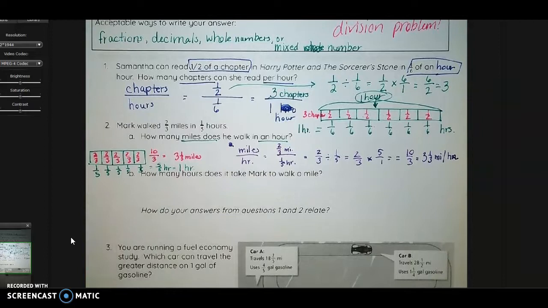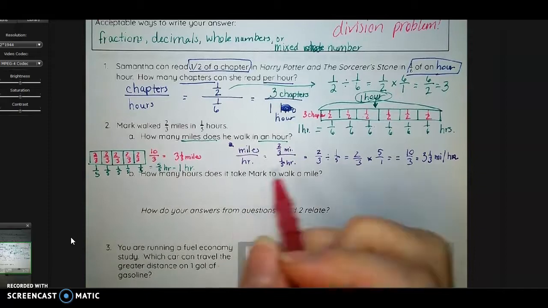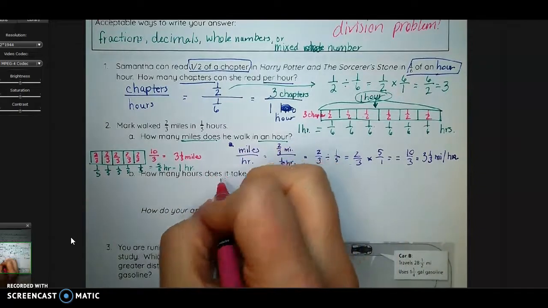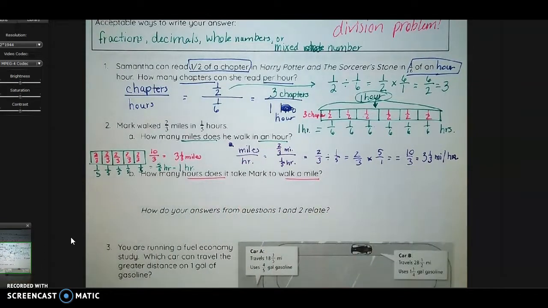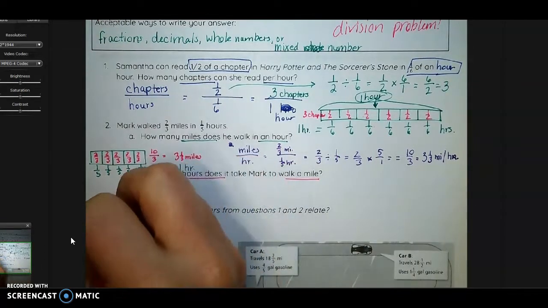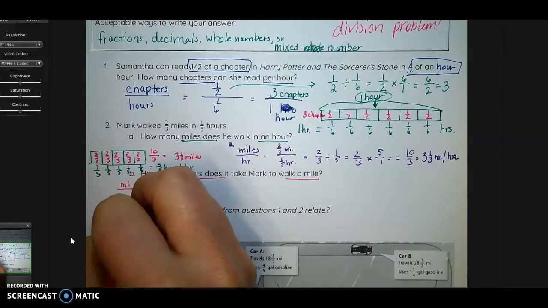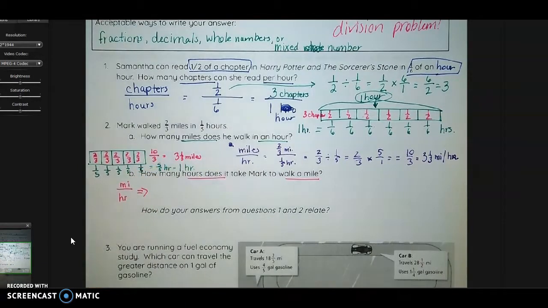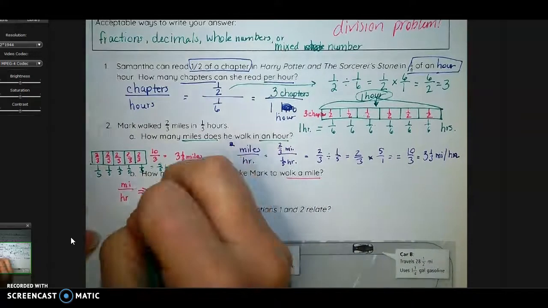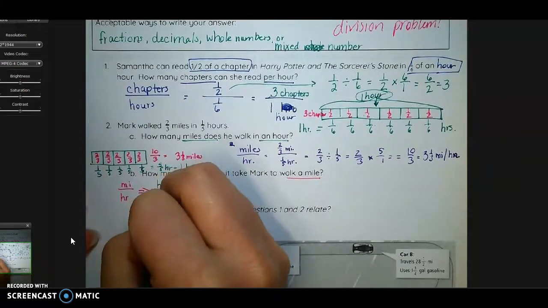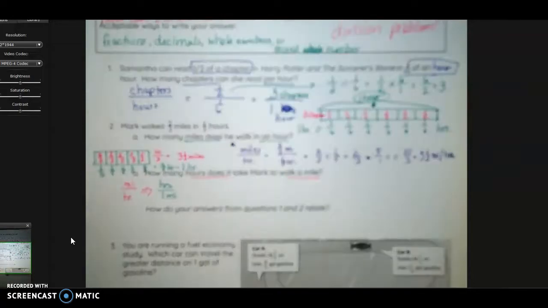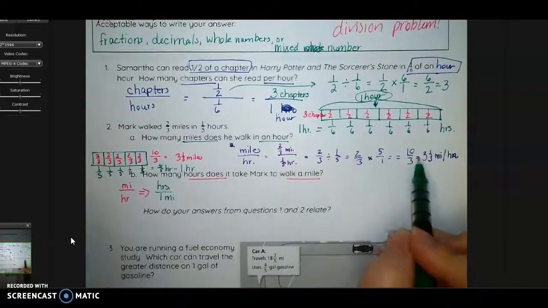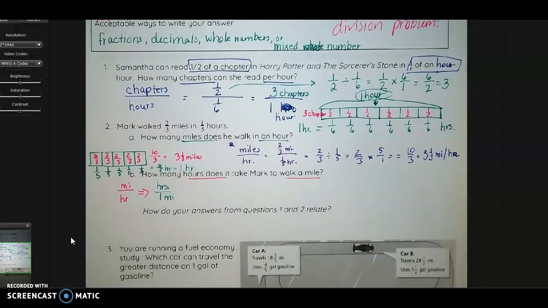Now, the next question says, how many hours does it take Mark to walk a mile? So I was miles over hours, and now I'm going to be hours over miles. So if you notice, like we said, we went from miles per hour. And now this question, though, is asking me about how many hours for 1 mile. So if you notice, those are reciprocals of each other. That's a flip. So if I figured out that it's that 10/3, I can take that and just flip it.